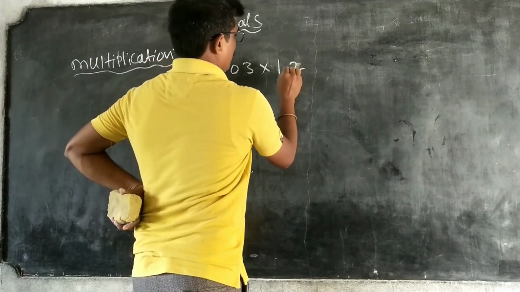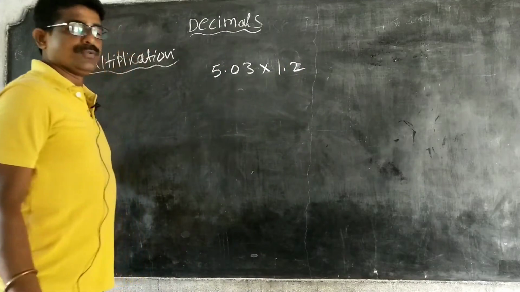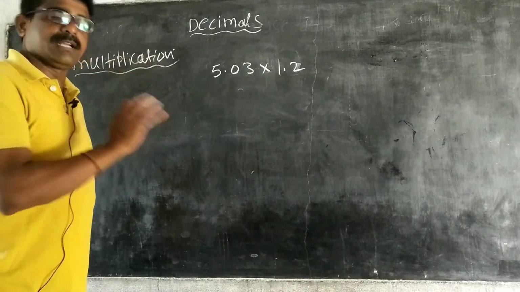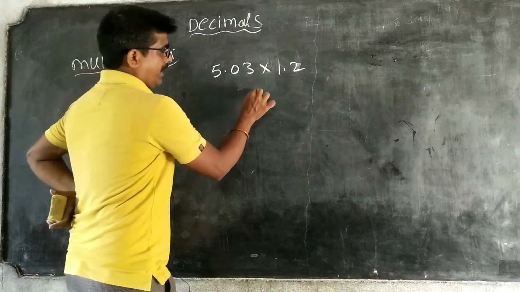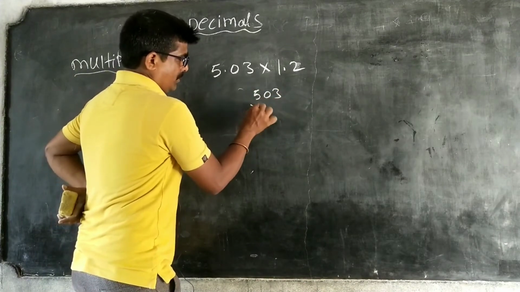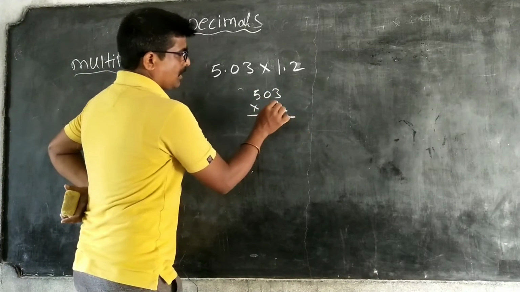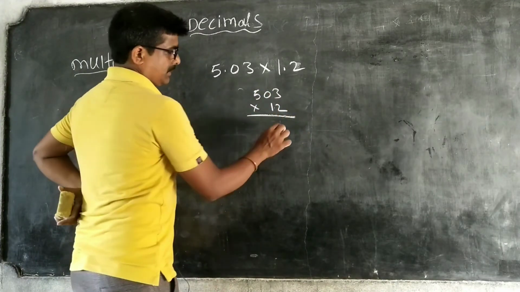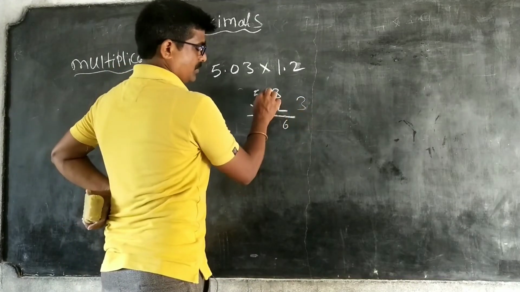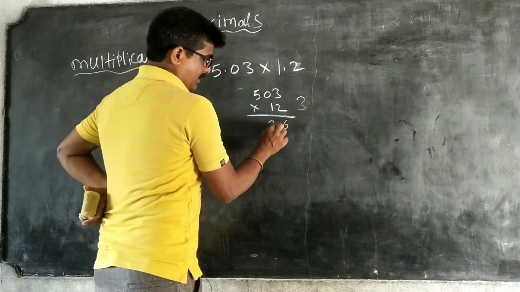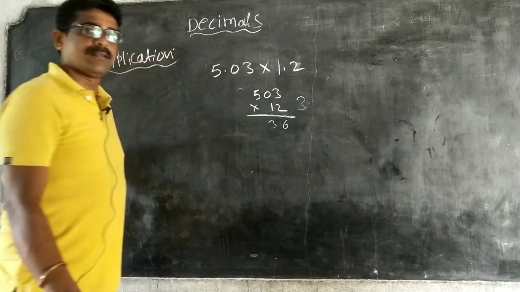1.2. How do we do it? Same, you just do regular multiplication only. So 503 into 12. 12 threes are 36. 12 zeros are 00. 12 fives are 60.